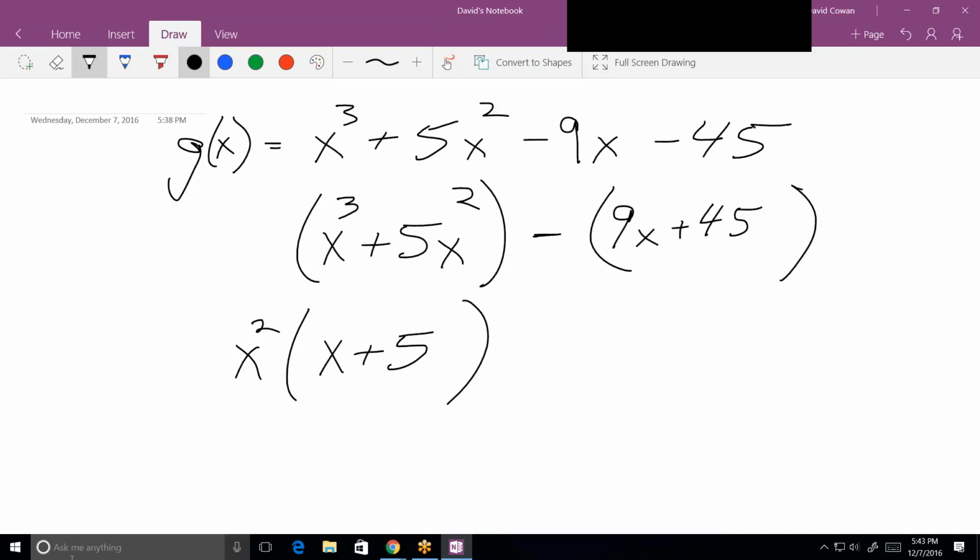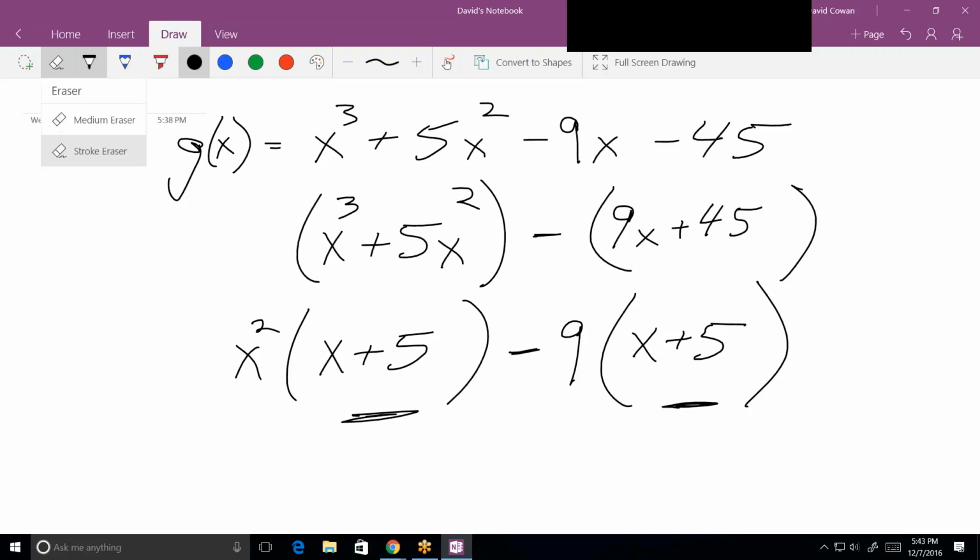Okay, now factor out the greatest common factor from the second two terms. 9, or just 9. And what's left? X plus 5 again. If that is not the same as that, you either have made a mistake or it can't be solved by grouping. In other words, one feature of grouping is that when you factor out your greatest common factor, you're left with a binomial that matches this binomial over here.